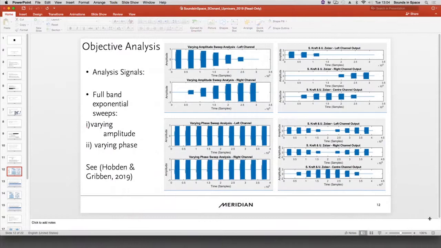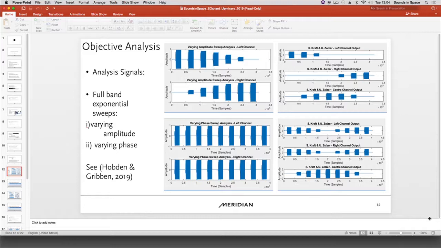So in the case of Kraft and Zölzer, what we can see is we've got on the right-hand side, top right, left, right, and center. Seems to be pretty sensible, right? So we've got the sweeps just running nicely from the left-hand side. The center gets louder and louder as it passes over that region and ends up in the right channel, okay?